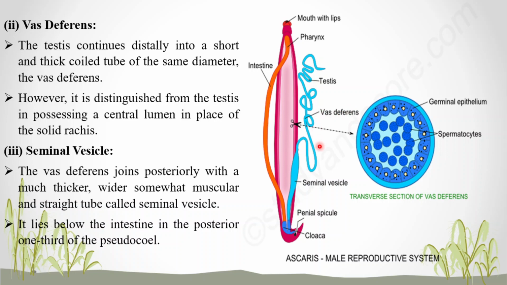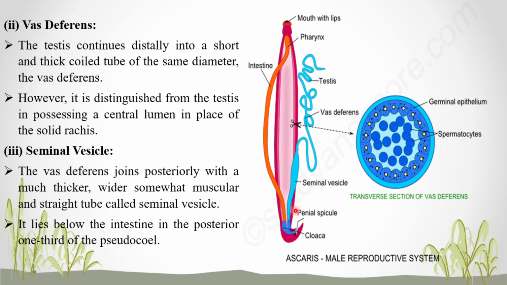Now, the third organ of reproduction in male Ascaris is the seminal vesicle. The vas deferens joins posteriorly with a much thicker, wider, somewhat muscular and straight tube called the seminal vesicle. This is the seminal vesicle.